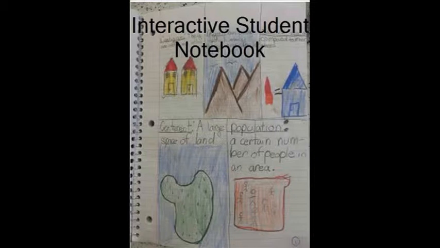Every summer, training is offered on the Interactive Student Notebook as part of the Cooperative Tolerant Classroom Training. This year, that training will take place at Tompkins High School on August 12th.